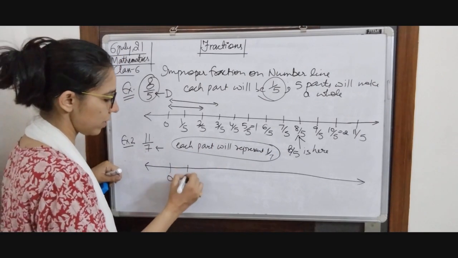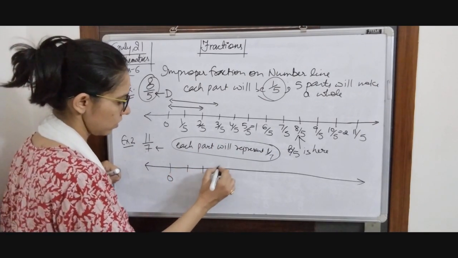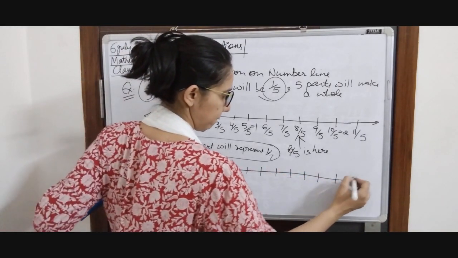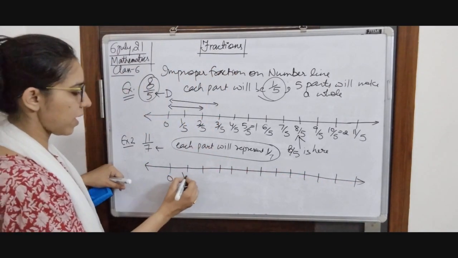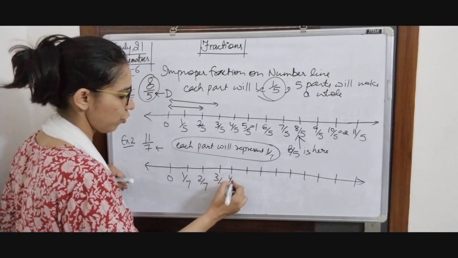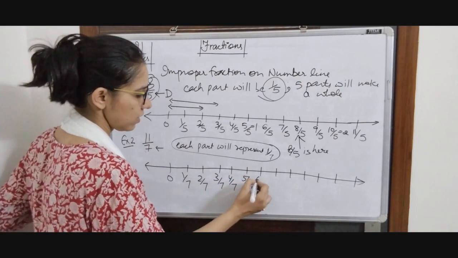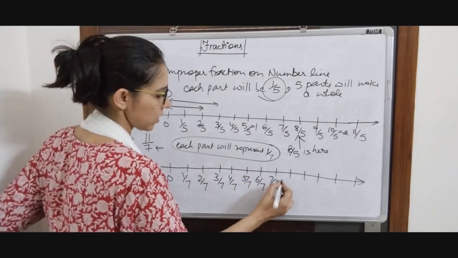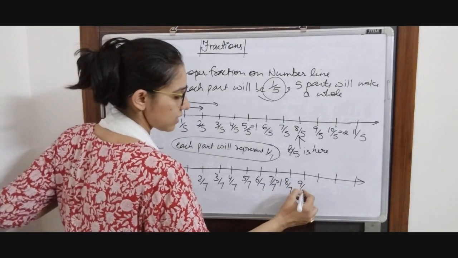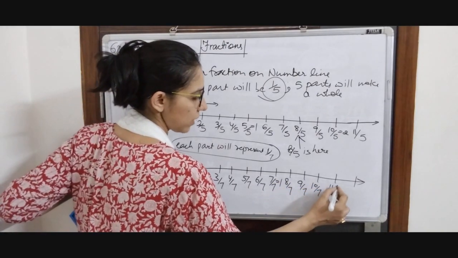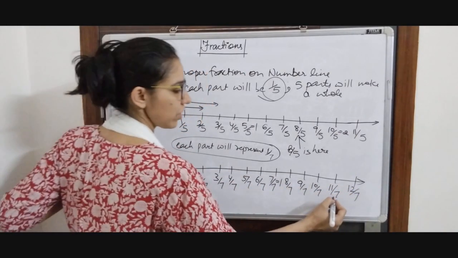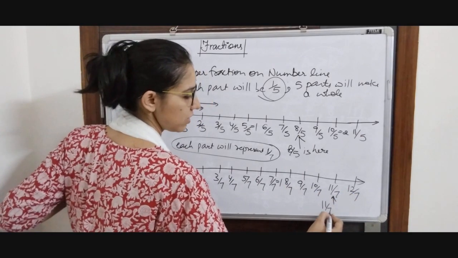So we are going to divide our number line into equal divisions. Like this. This part is going to be 1 by 7. This will be 2 by 7, 3 by 7, 4 by 7, 5 by 7, 6 by 7, 7 by 7. 7 by 7 is going to be 1. 8 by 7, then 9 by 7, 10 by 7, 11 by 7, 12 by 7. What do we want? We want 11 by 7. So where is your 11 by 7? 11 by 7 is here.